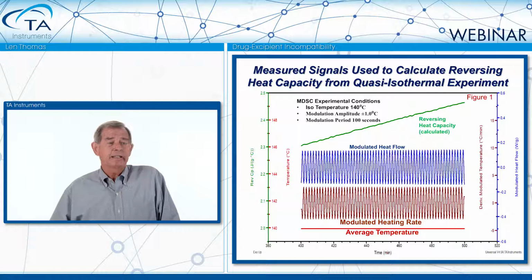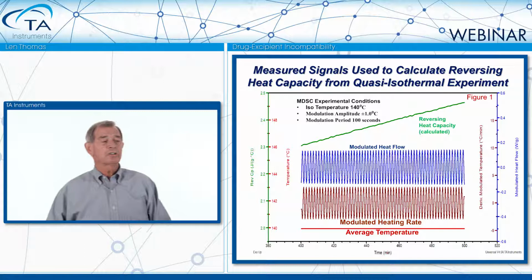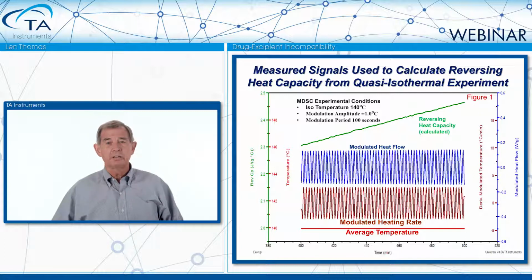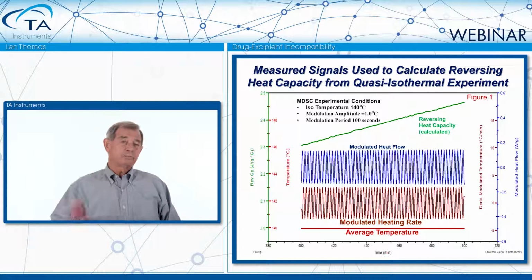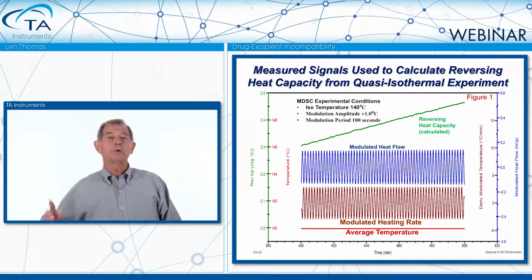If we look at the y-axis, the left-hand red axis, I've set that up just to plot temperature. So we can follow the measured average temperature during the experiment, which was selected in this case to be 140 degrees. What we saw in the previous slide was that the temperature is modulating plus or minus 1 degree every 100 seconds around that average 140 degrees.